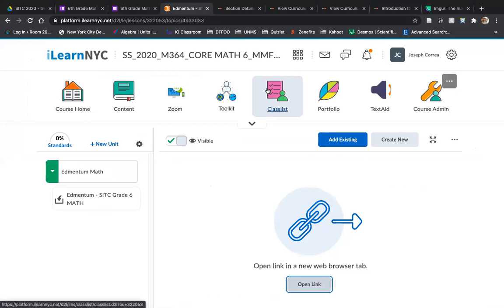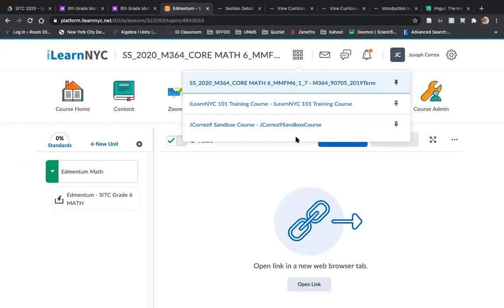Okay, here, think about the school building. When you come into the school building, you have to go to your classes. So you would click on this here. This takes you between math or ELA. Right now we're in math. And then to get to the actual math lessons, on the left-hand side, you should see something that looks like this that says Edmentum. Do you see that?